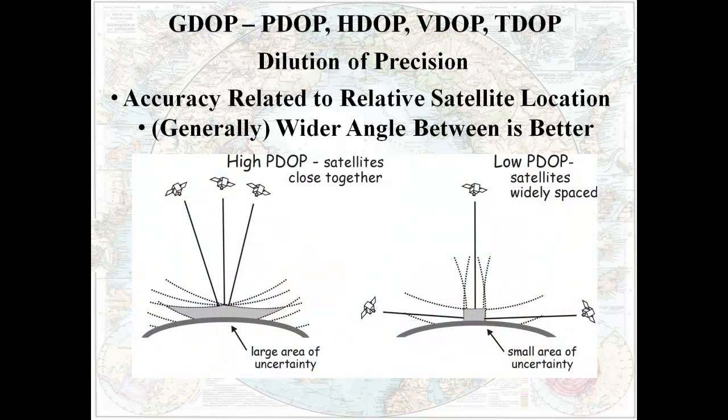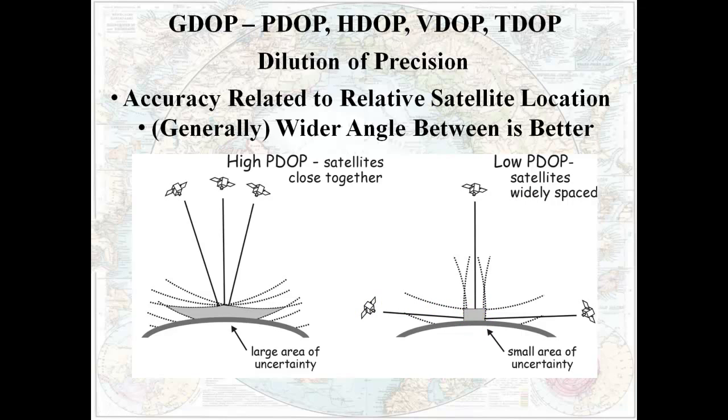So when you look at this, if you have satellites that are kind of close together and you intersect all of their bands of uncertainty, you see that you're going to have a large polygon where you could be falling anywhere in that polygon and still fall within each individual satellite's band. If the satellites are widely spaced, you're going to have a smaller polygon, so a smaller area of uncertainty.